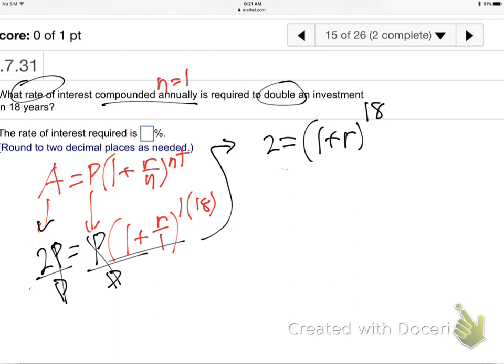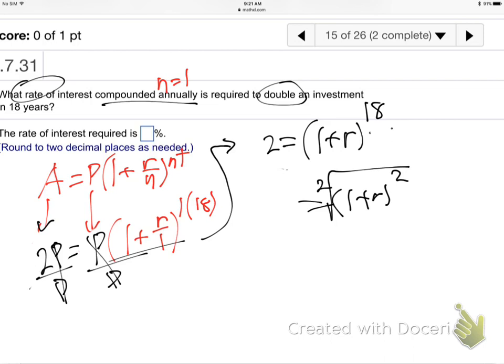I've got to get that R alone, right? The name of the game is R saying, I want to be alone. Get rid of this 18, get rid of this 1 so that I can be alone. That's what we're trying to do. So how do I get rid of that 1 and get rid of that 18? Take the 18th root? Exactly what we need to do. Because think about it, what if you had 1 plus R squared? What would you do? Square root.